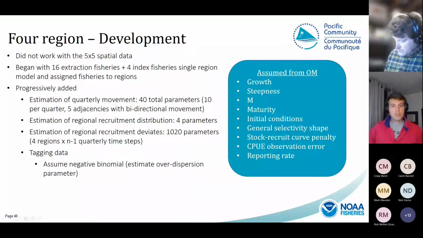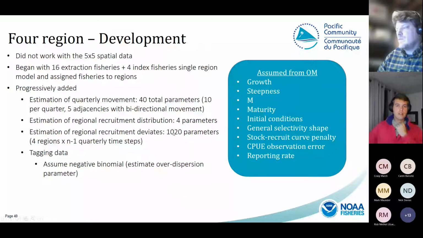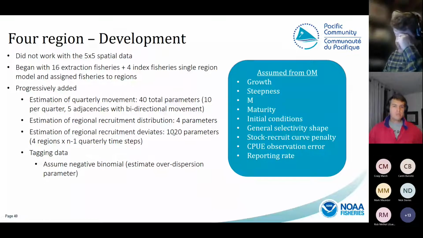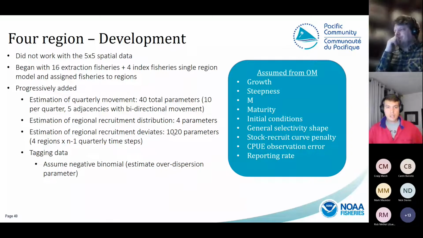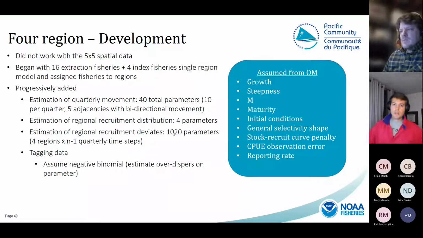We estimated the average regional recruitment distribution, which is an extra 4 parameters. And then the estimation of regional recruitment deviates, so 4 regions times n-1 quarterly time steps. That's where things really start to get out of hand in terms of the number of parameters, and you're adding 1,020 parameters at that stage. In terms of the tagging data, similar to the single region model, we're assuming a negative binomial distribution and estimating the overdispersion parameter. And we made all the same assumptions from the OM documentation as before, including the assumed reporting rate for the different fisheries.